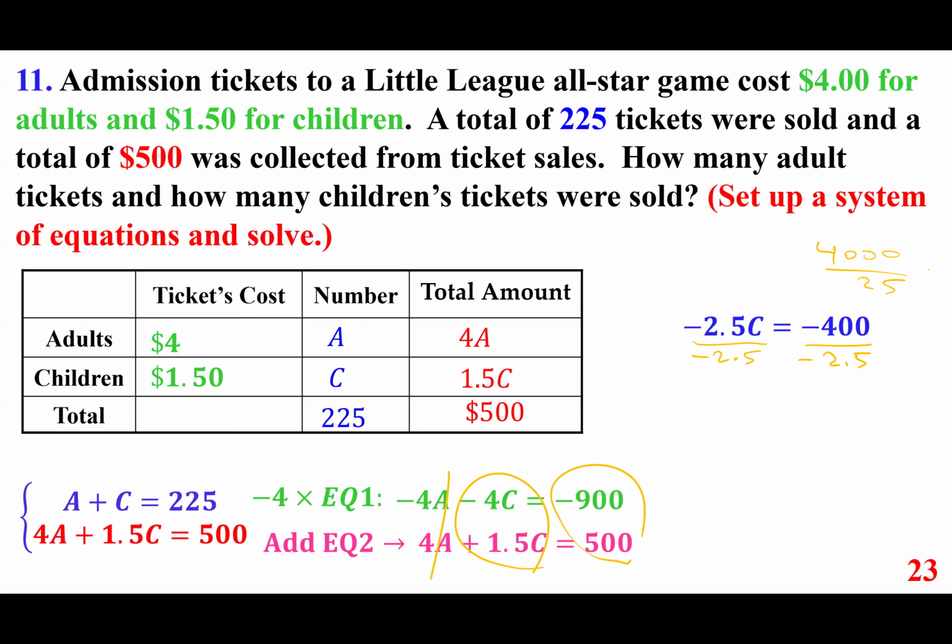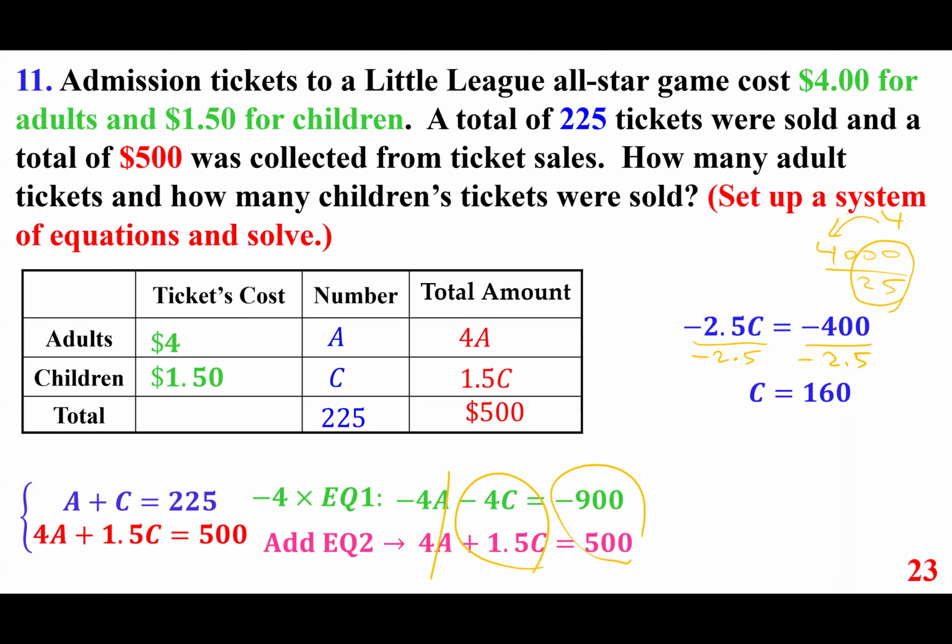Negative cancels out the negative. I don't want to have a decimal in the denominator. We don't do that. Therefore, I'm going to change both of them by multiplying by 10, 4,000 over 25. I hope you know that 100 divided by 25 is 4. So 4 times 4 is 16.